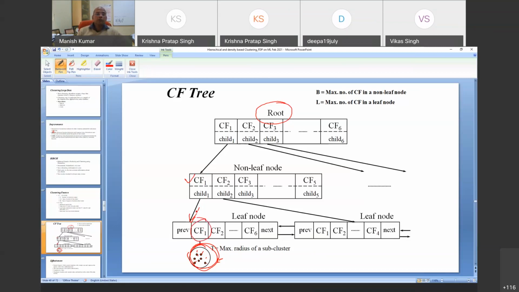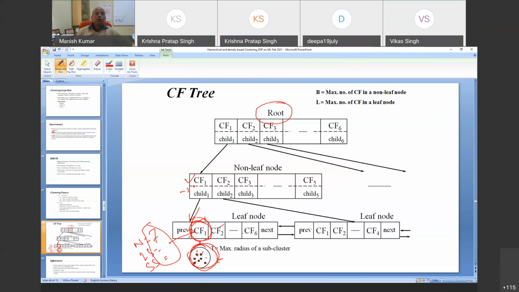this is CF1, then CF2, then CF6. These are the CFs of all the data points, and if you go to the higher level, there will be a CF1 for this, which is the CF of this particular leaf node. Then you move up to the root, which is CF1. Now the question is, what are the values in this? Take this particular CF1. It holds the number of points: 1, 2, 3, 4, 5, 6, 7, so n is 7. Then there will be some LS and some SS. So this is your CF.